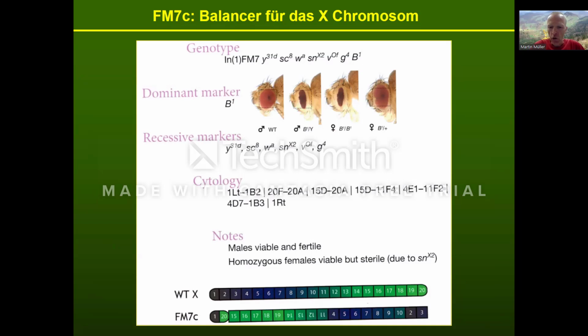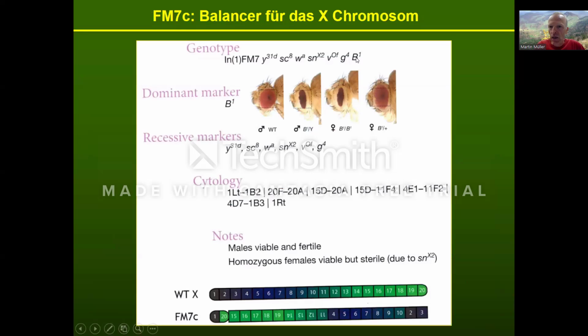I show you here now a number of examples for balancer chromosomes. Here, this is a balancer for the first chromosome, so the X chromosome. It's called first chromosome with multiple inversions, number 7. This already tells you that there are numerous balancer chromosomes for the X, and here are listed all the markers which are on it. There is yellow, there is scute, there is white apricot, there is singed, there is vermilion, there is garnet, and there is bar.